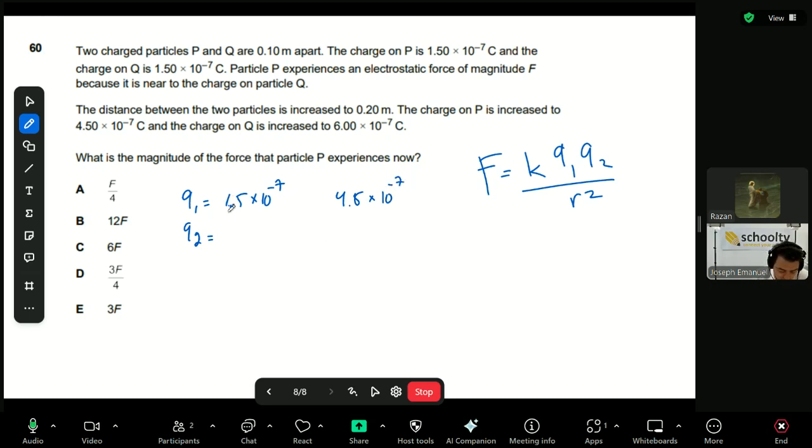So Q1 was 1.5 and now 4.5. Q2 was 1.5 and now is 6, right? And the distance was 0.1 meter and now the distance is 0.2 meter.